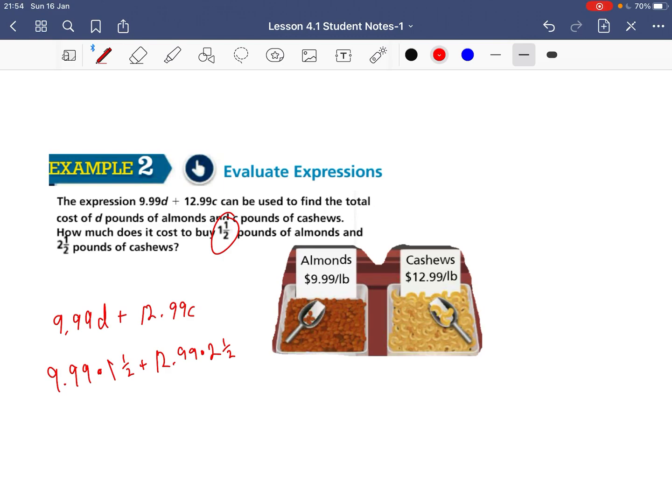So 9.99 times 1.5 gives you 14.985 plus 12.99 times 2.5 gives us 32.475. So when we add these together, that gives us $47.46.